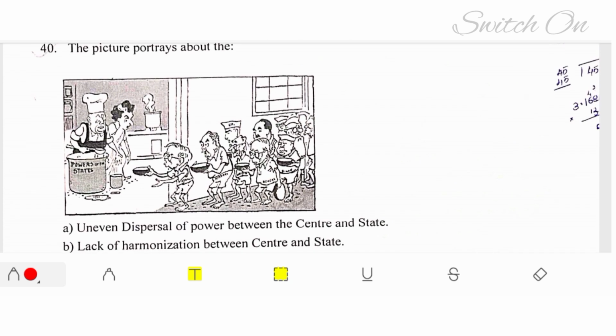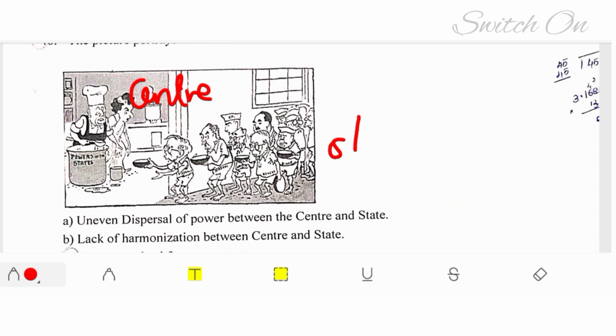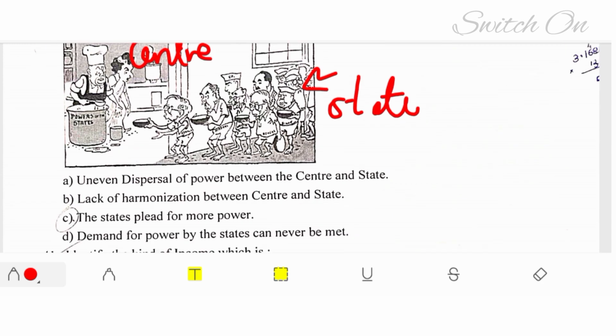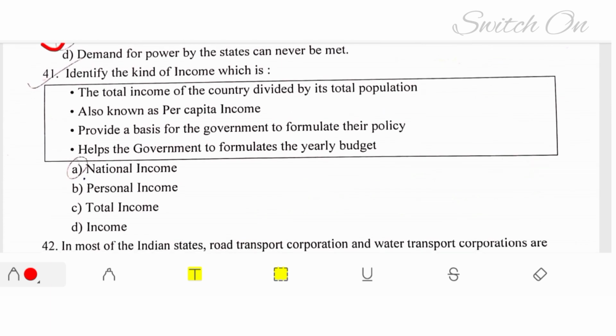Question number 40 is a picture based question. So here this is the central government and the people who are pleading are the state governments. So according to our textbook, this picture has a heading that states plead for more power. So that is the answer.